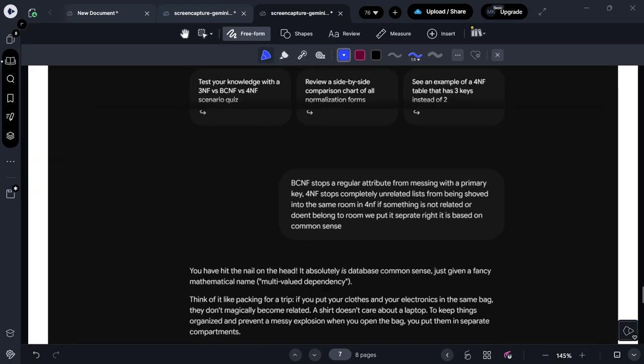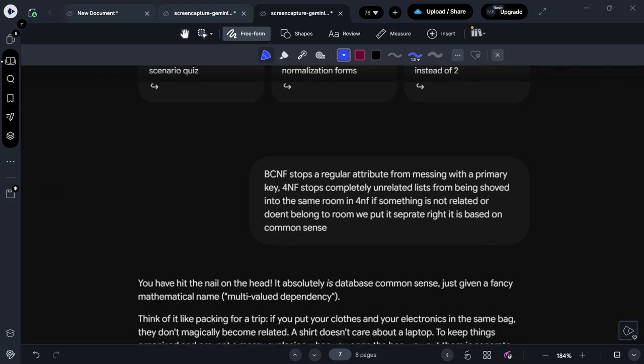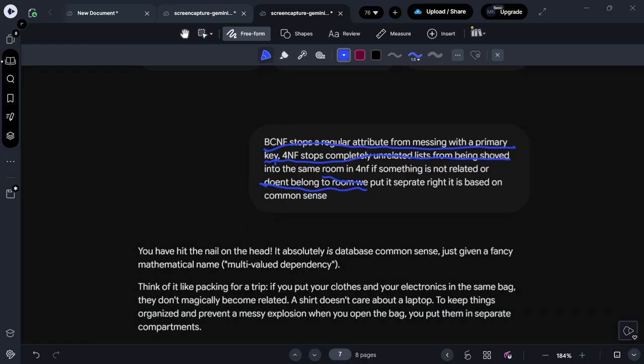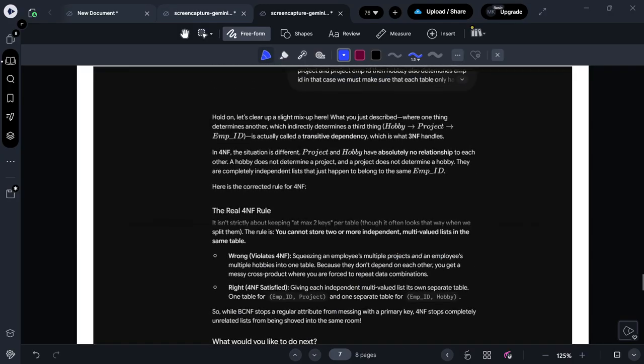Then we have Boyce-Codd normal form, which stops a regular attribute from messing with the primary key. So a normal attribute cannot mess with the primary key, whereas fourth normal form stops completely unrelated lists from being shoved into the same room. In fourth normal form, if something is not related or doesn't belong in the room, we put it in a separate room, just based on common sense.